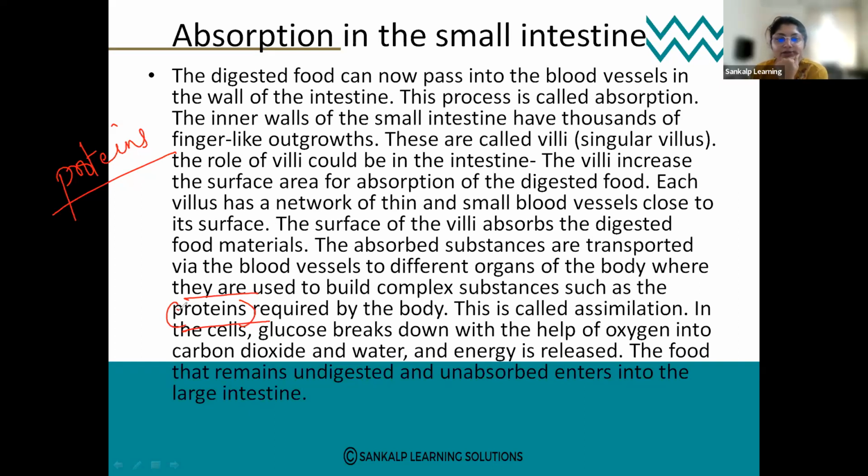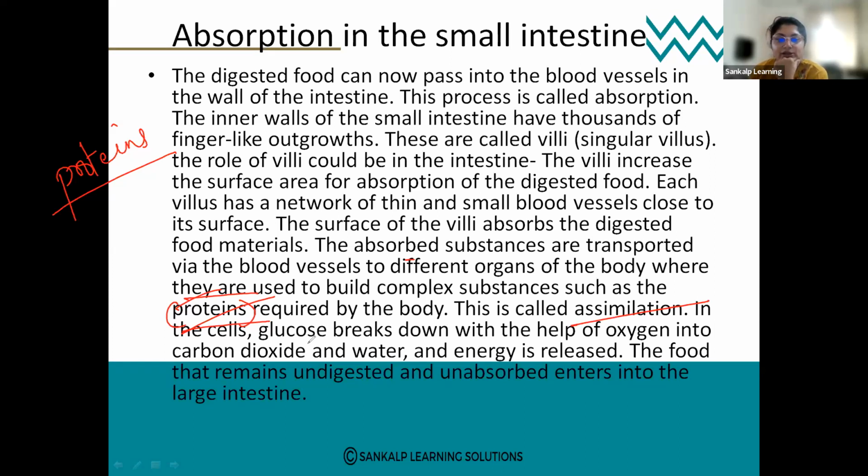So whatever nutrients are required by our body are provided by this. The absorbed substances will be transported via the blood vessels to different organs, where they help us build complex substances such as proteins, which are required by the body. This process is called assimilation.